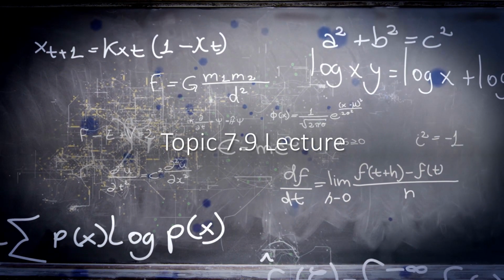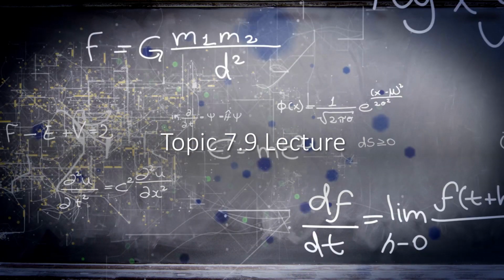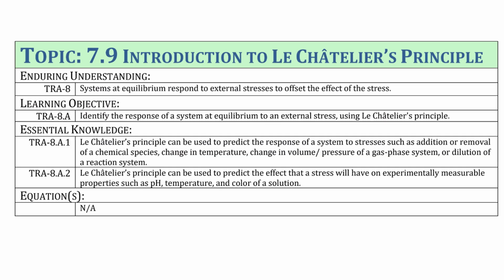This is topic 7.9 for AP Chemistry. Introduction to Le Chatelier's principle. The objective today is to be able to identify the response of a system at equilibrium to an external stress, whatever that may be. Some external stresses could be a change in temperature, pressure, or volume, and you have to make sure you know how the reaction will respond since it's at equilibrium.